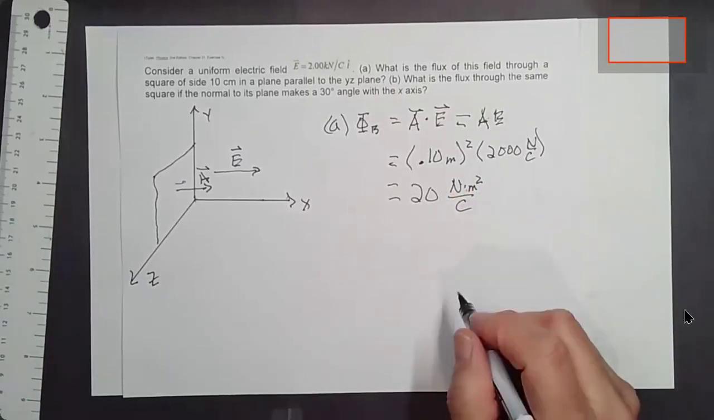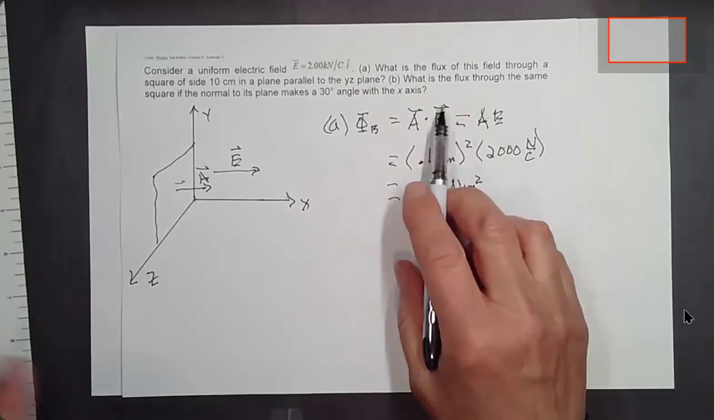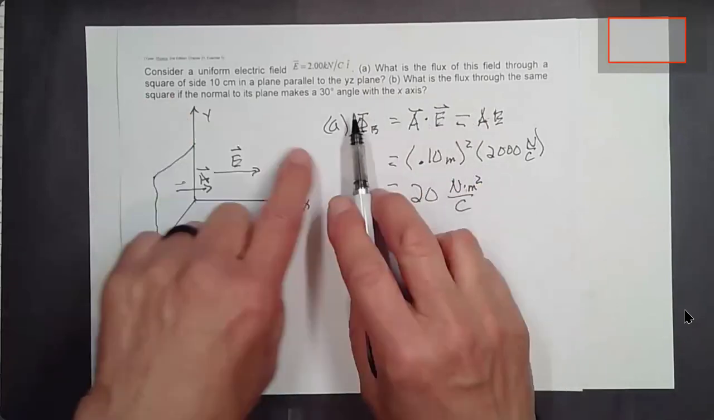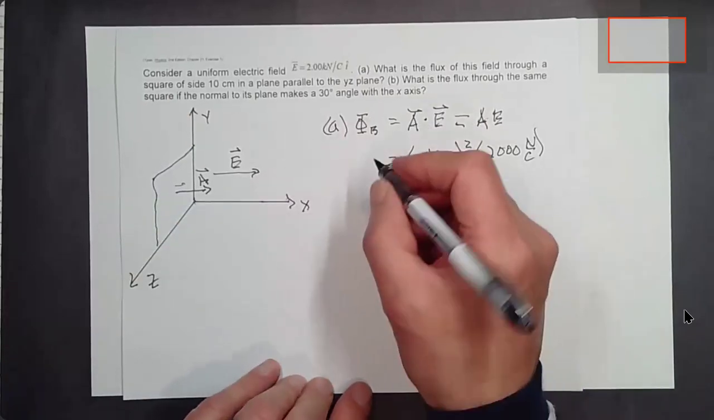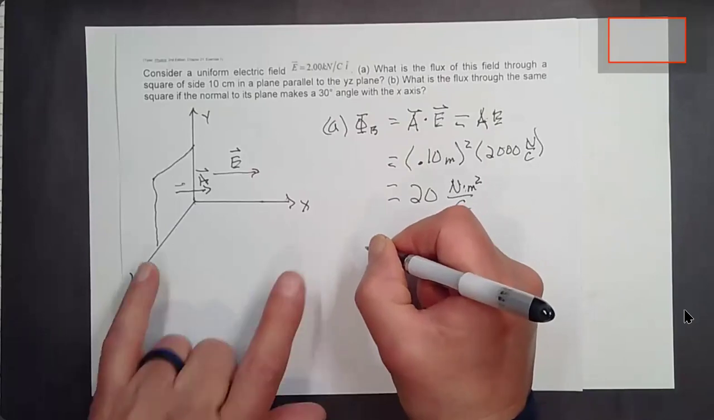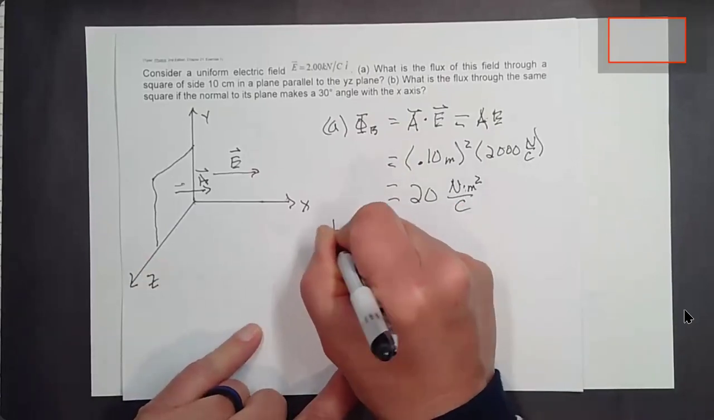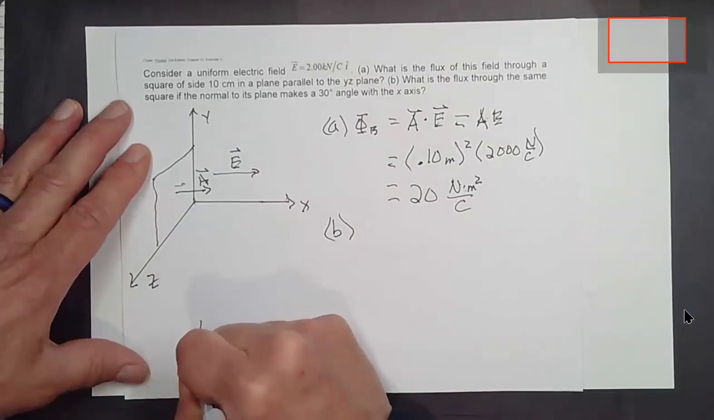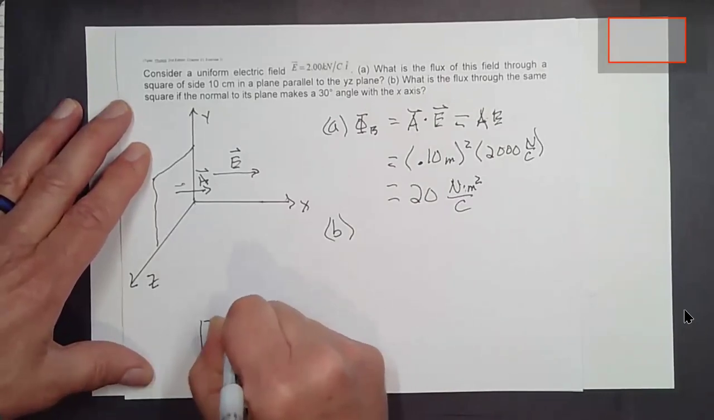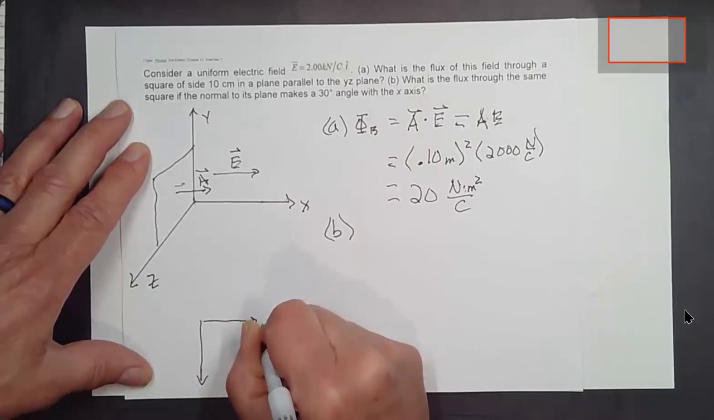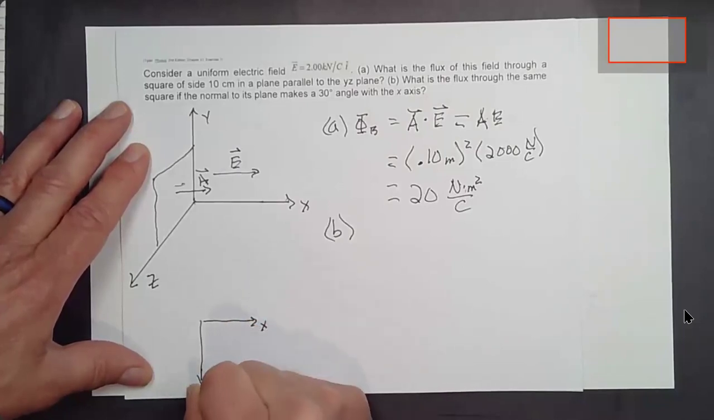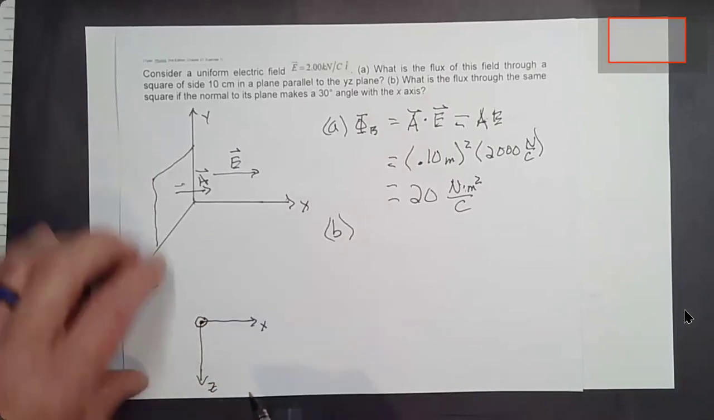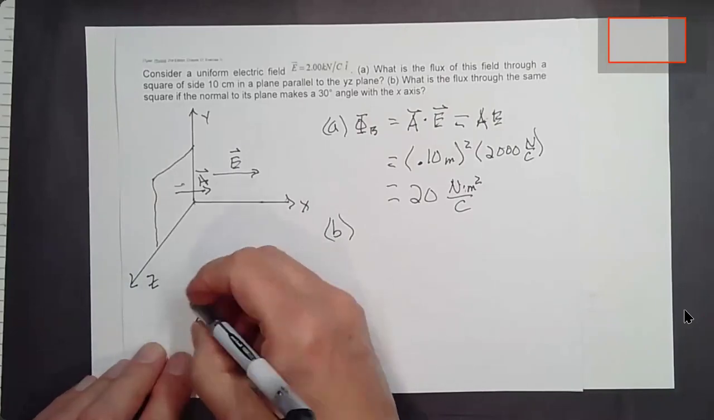Whoopee. All right. Then it says, what is the flux through the same square if the normal to its plane makes a 30-degree angle with the x-axis? I think for this, I'm going to change my sketch. And so I'm going to have the z-axis pointing that way, the x-axis pointing this way, and I'll imagine that the y-axis is pointing up out of the page at me.